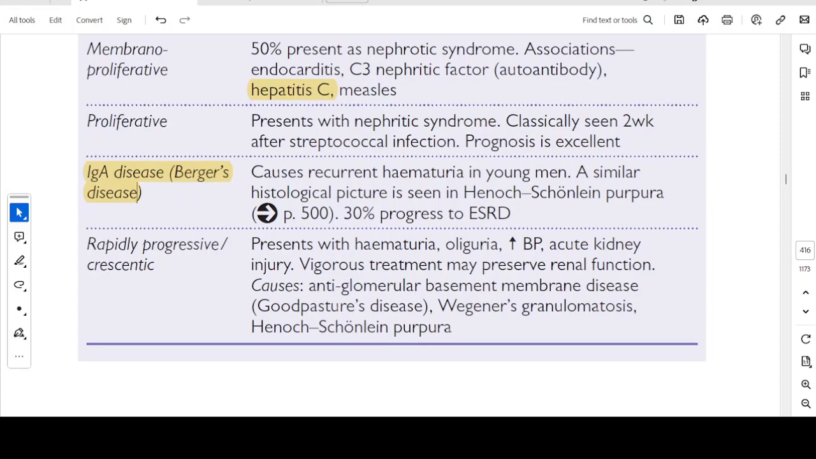Rapidly progressive crescentic glomerulonephritis presents with hematuria and oliguria and raised BP, acute kidney injury. Vigorous treatment may preserve the renal function. Causes of RPGN are anti-glomerular basement membrane disease, Goodpasture's disease, Wegener's granulomatosis, and Henoch-Schönlein purpura. All these conditions cause rapidly progressive glomerulonephritis presenting with hematuria and oliguria, raised BP, that is a nephritic picture.